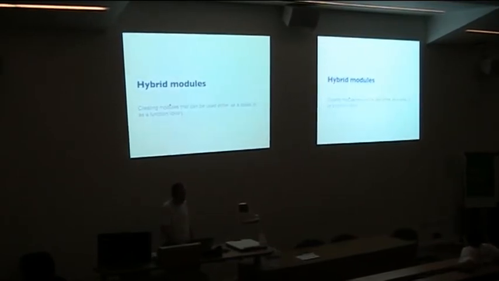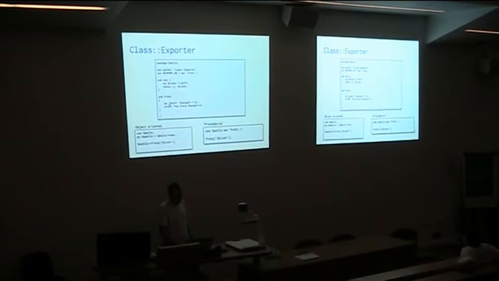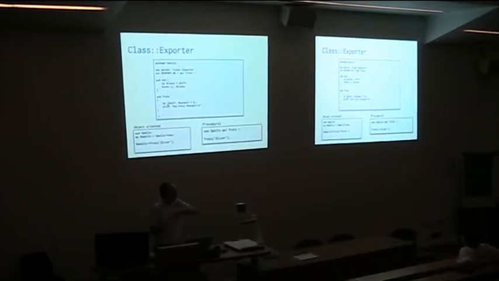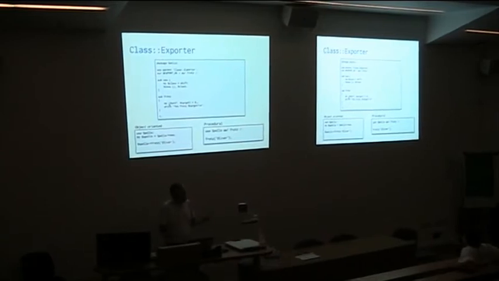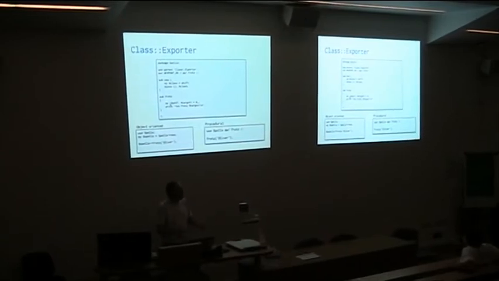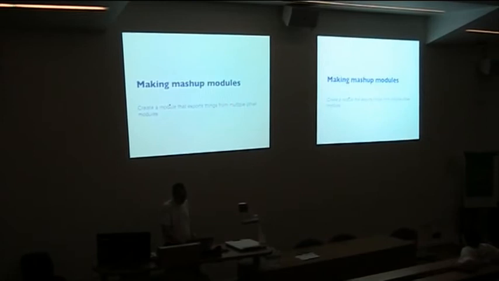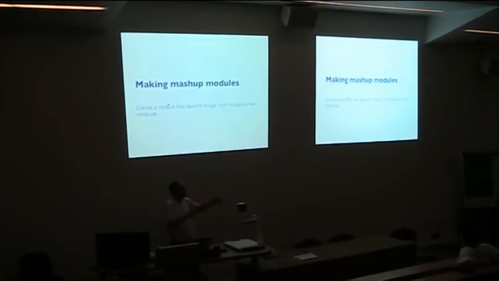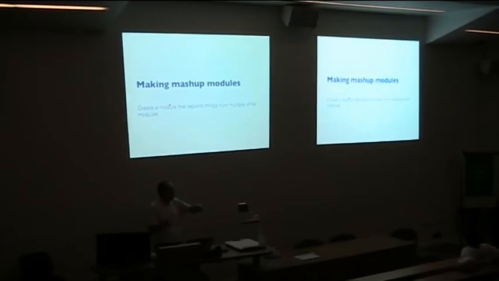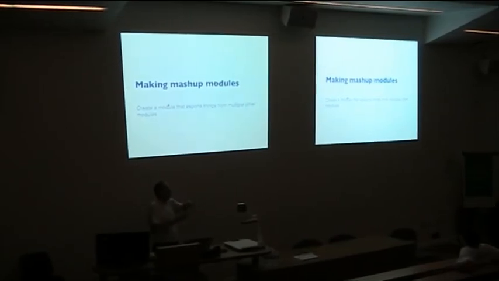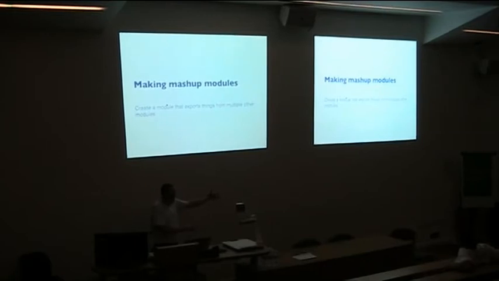Hybrid modules, these are ones you can use either as a class or as a function library. I really don't like this kind of approach. There's a number of modules out there that have this style of interface, and this makes it easy to write one of those. Creating mashup modules, where there's a set of modules you standardly use in your system, you build them together into one module, so using that is like using all these other ones, so boilerplating.